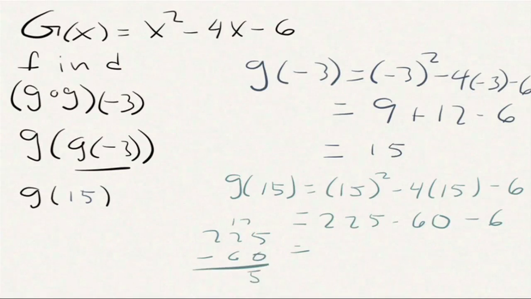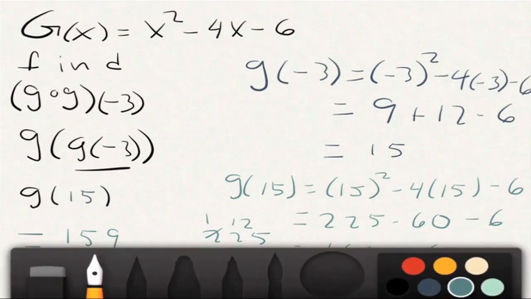That's a 5. I borrow, that's a 12, that's a 1, that's a 6, that's a 1. That's 165 for those first pairs. And then we're going to subtract 6. Well, what does that all come down to? That all comes down to 159. So my g of 15 is 159.